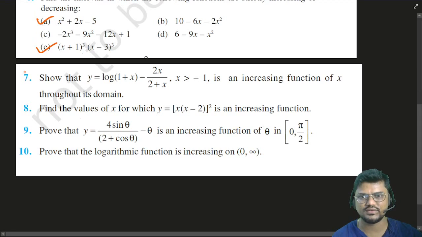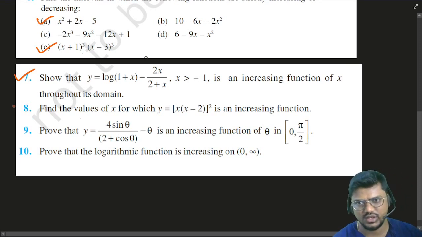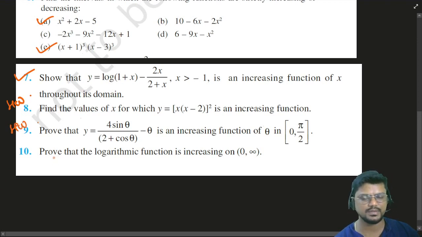Okay, done with the seventh sum. Find the values of x for which it is an increasing function. Over here you will try f dash of x should be greater than 0, and then find the values of x. This is also similar, you can do it in homework. Prove that it is an increasing function from 0 to pi by 2. We have a similar sum like this. We'll do the other one because this is a simple one, that's why.